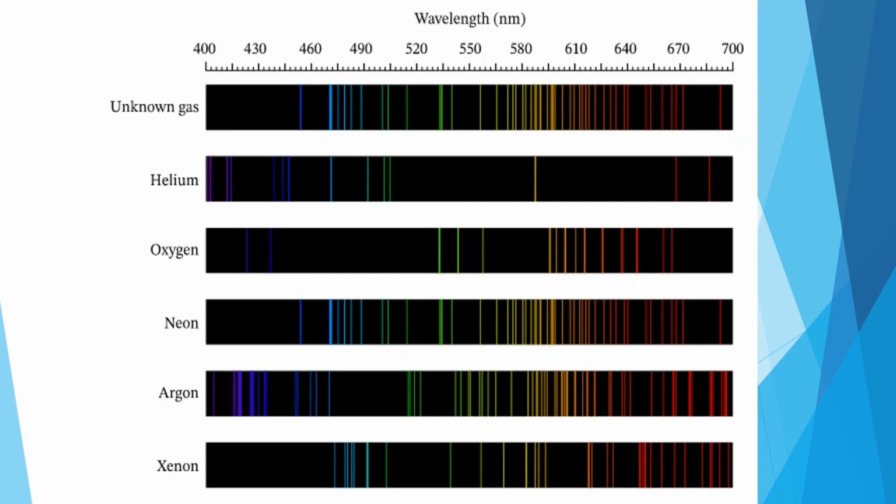Now, for this final picture, you can see on the top the unknown gas spectrum. And under it, you can see the helium, oxygen, neon, argon, and xenon spectra. You can now identify the unknown gas.